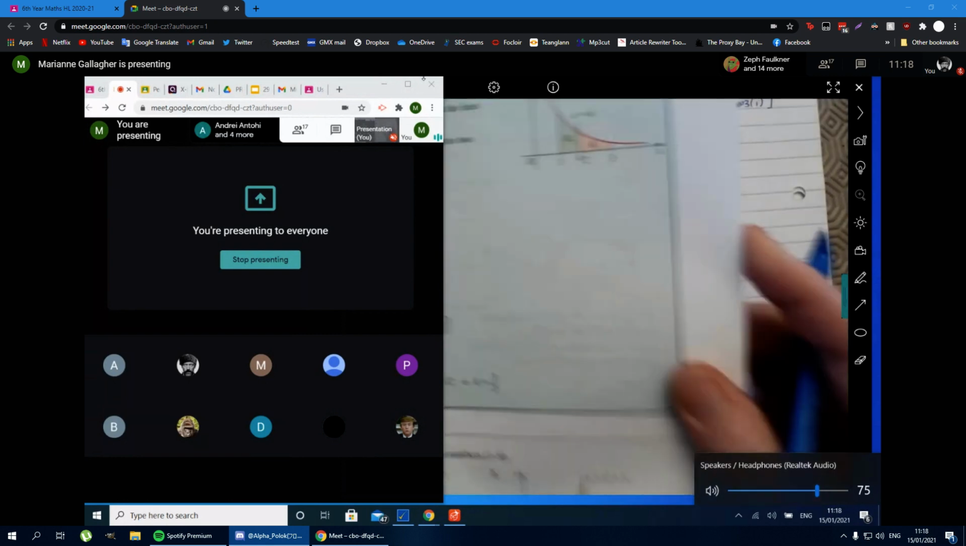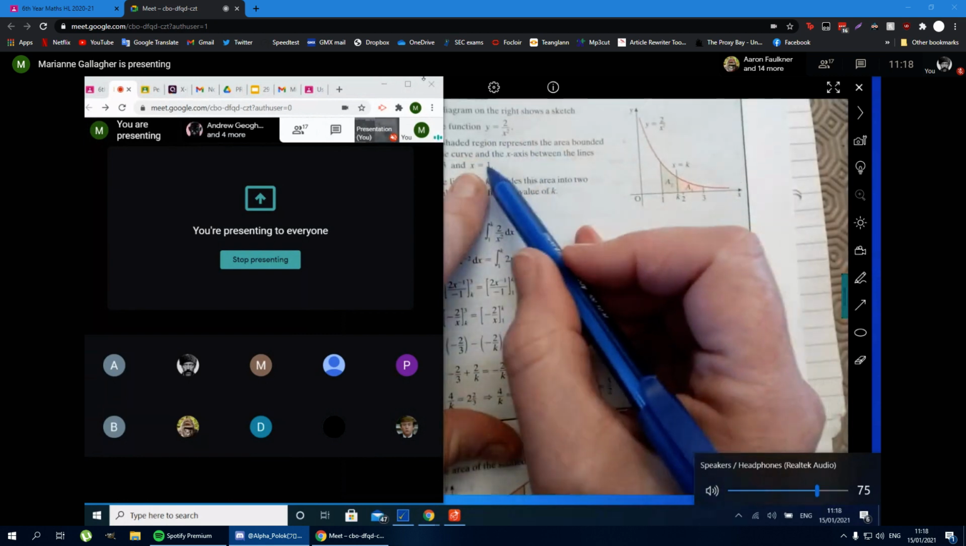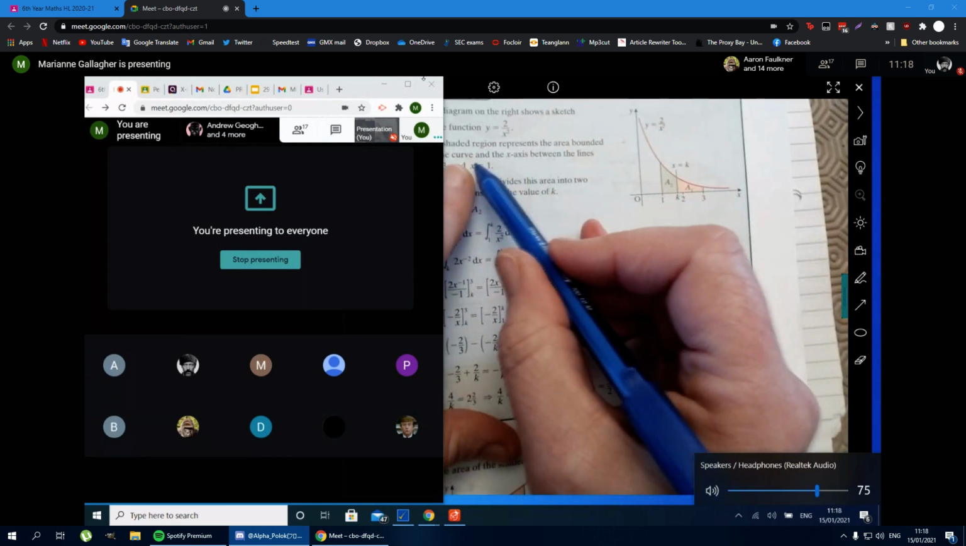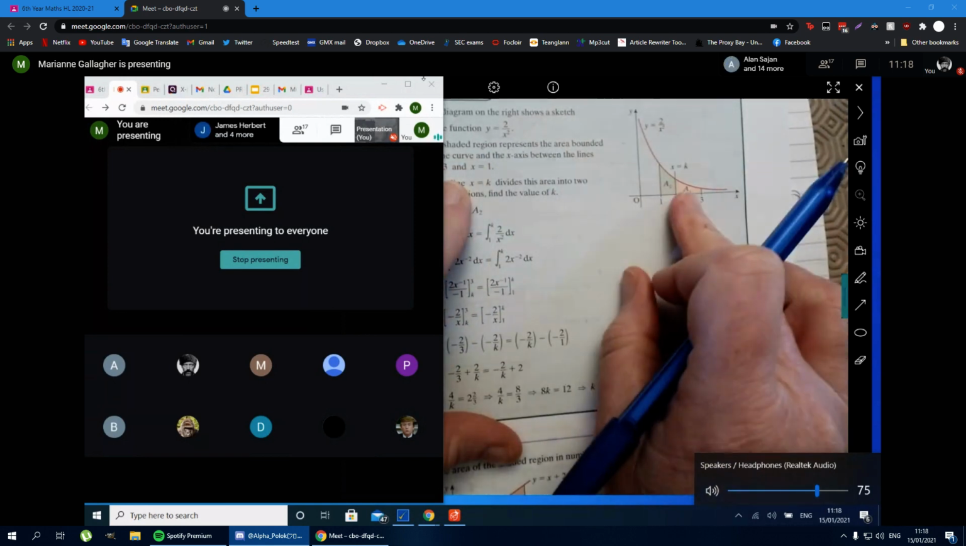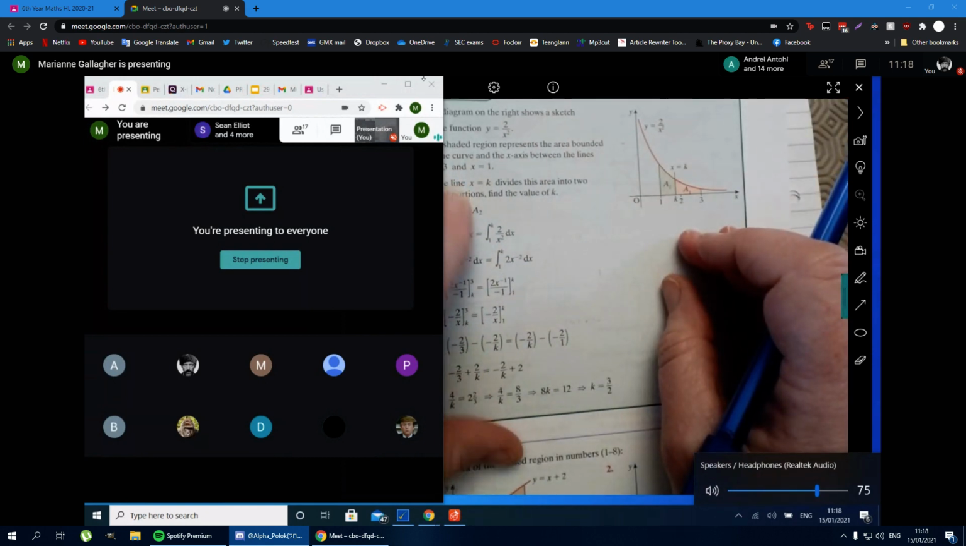So in example 3, they're giving us a sketch. There's the function. The shaded region represents the area between the curve and the x-axis. So this is going back to what you were doing last night, but it's turning the problem around a little bit.